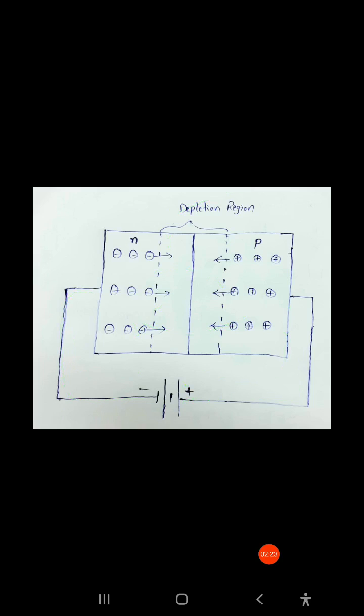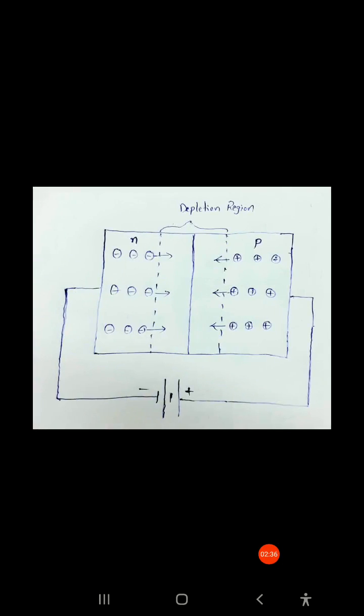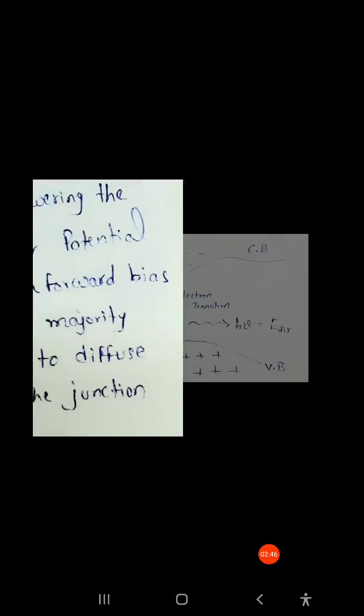Now we'll see it in terms of energy bands. So this figure shows lowering the barrier potential with a forward bias allows majority carriers to diffuse across the junction. Here the electrons and holes are recombining with each other. So at that time the light, means the photon, will be emitted from it. Now we'll see that figure.